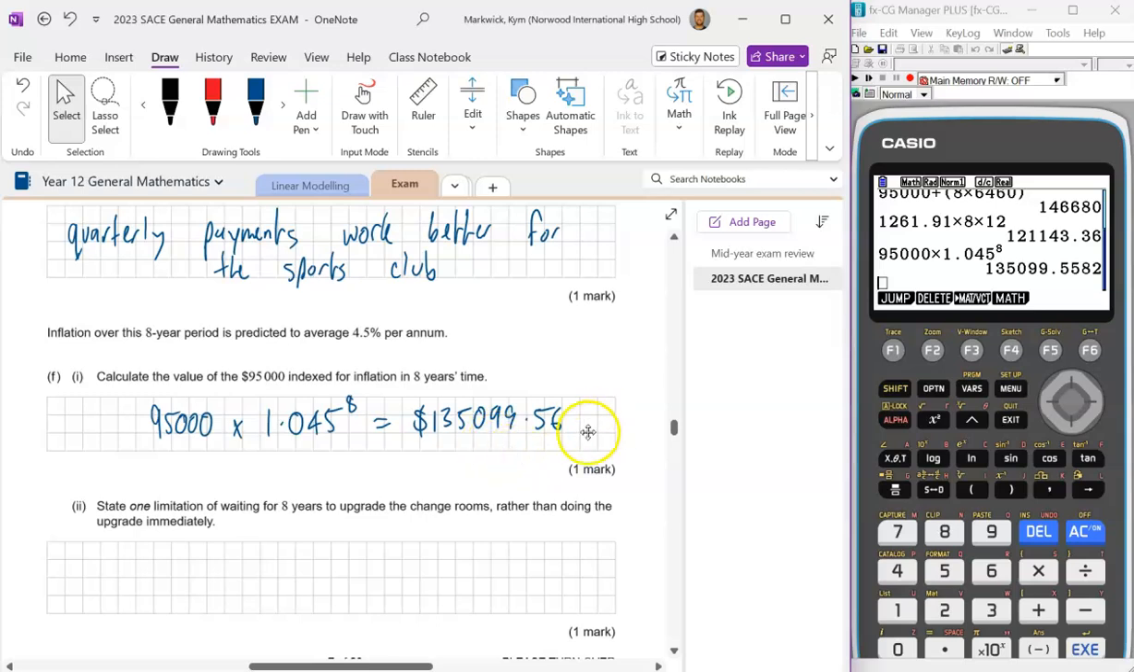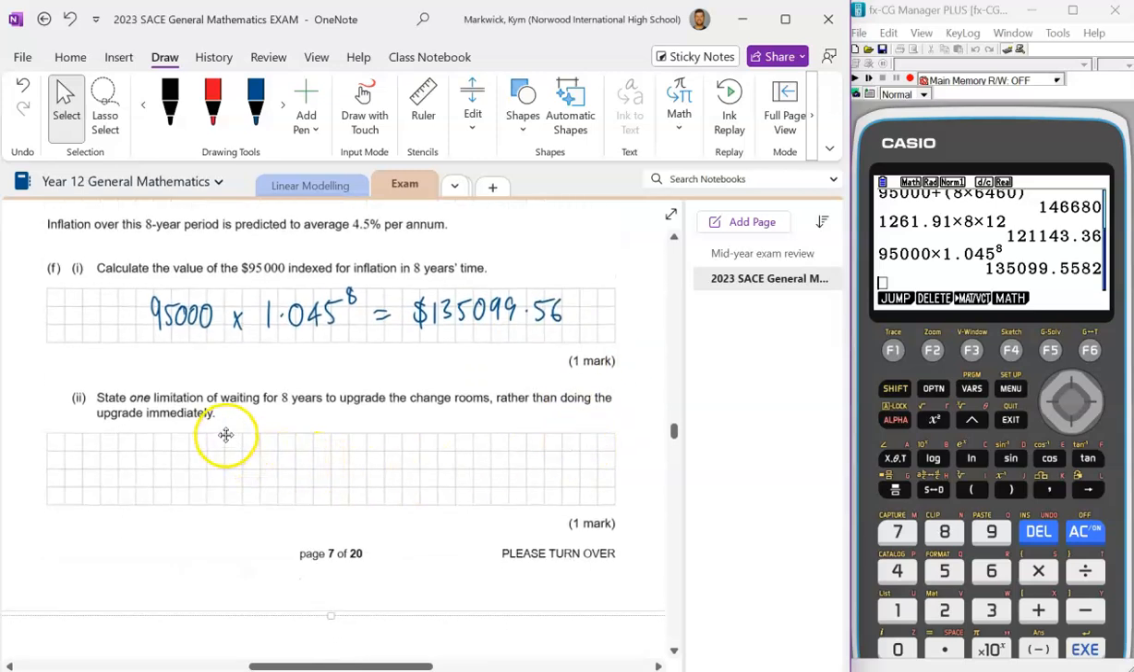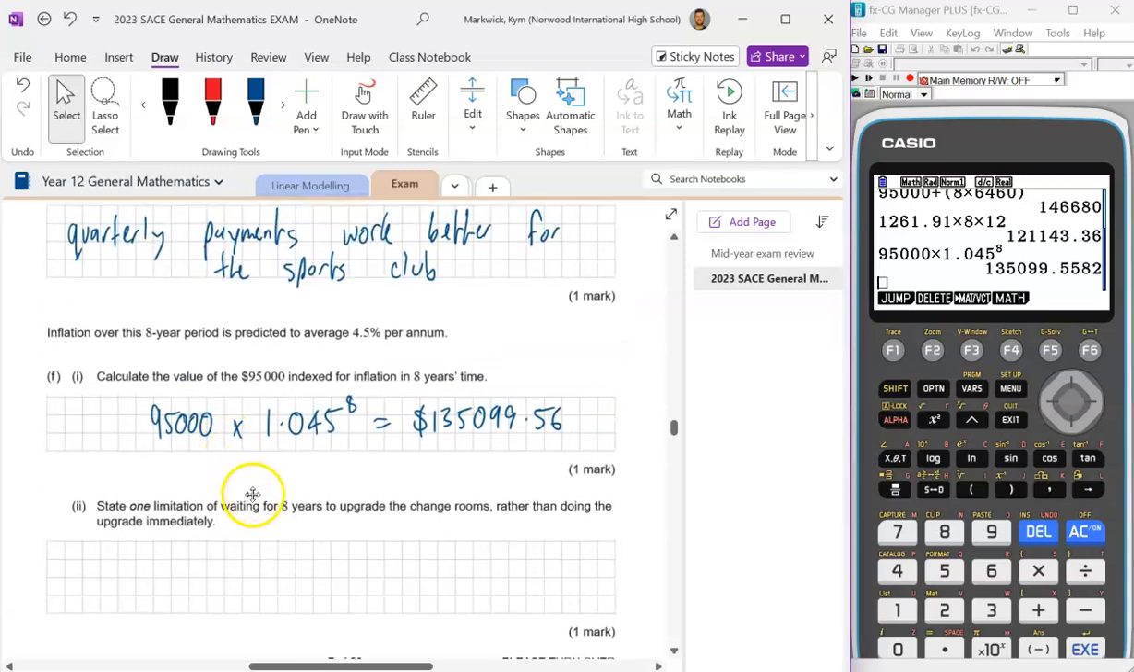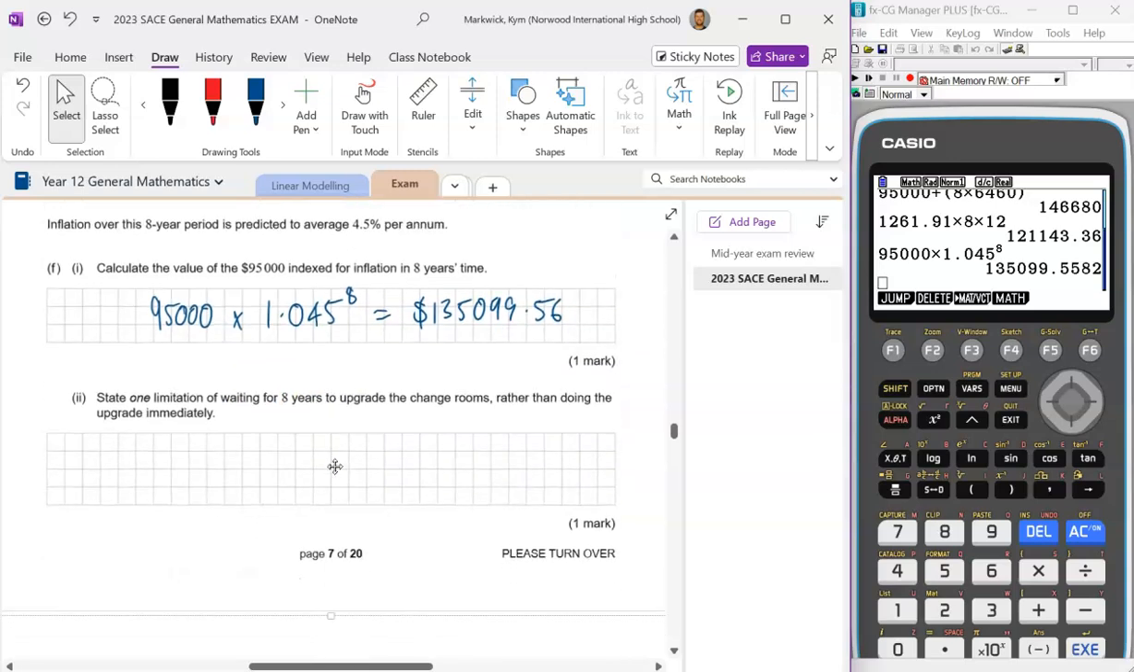So the indexed value of $95,000 based on inflation of 4.5% over 8 years is $135,099 and 56 cents. The last question says to state one limitation of waiting for 8 years to upgrade the change rooms rather than doing the upgrade immediately. So why would the sports club look to take out a loan and get the change rooms fixed now rather than waiting 8 years and trying to save that money?